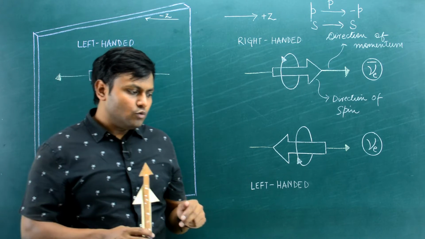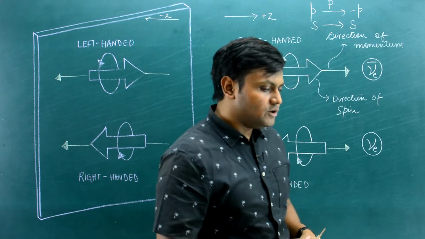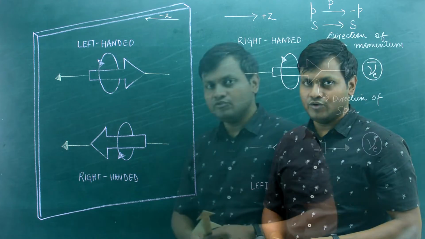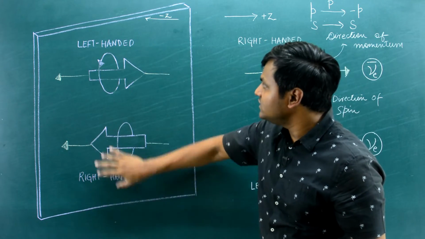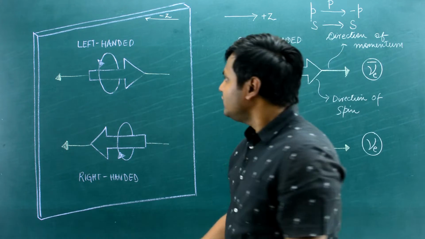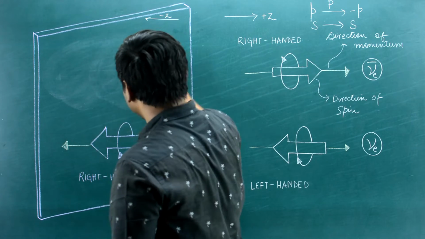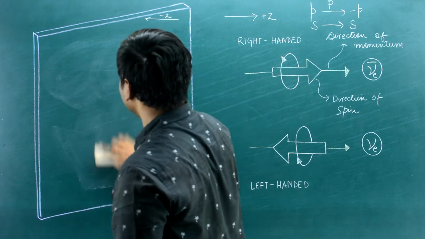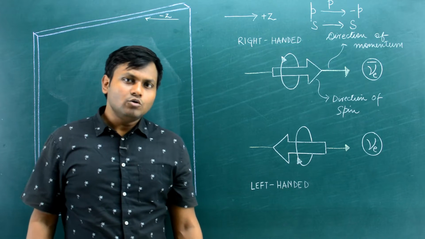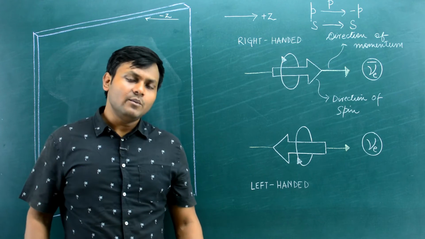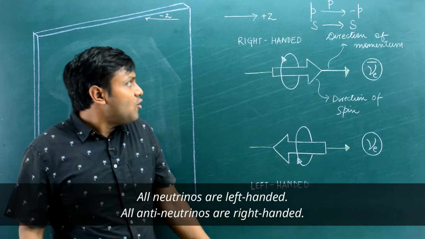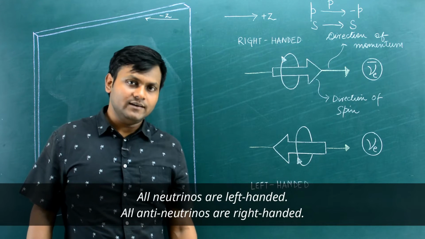So up till now, all the experiments that have been performed do not demonstrate the existence of a right-handed neutrino. That means these particles with this particular property do not exist in our universe. The only neutrinos and antineutrinos that do exist are these. So it just so turns out, this very peculiar fundamental property of neutrinos, that all neutrinos out there are left-handed and all antineutrinos out there are right-handed.